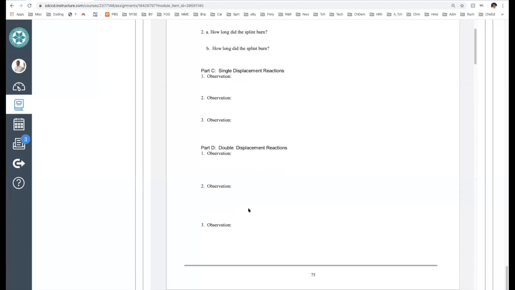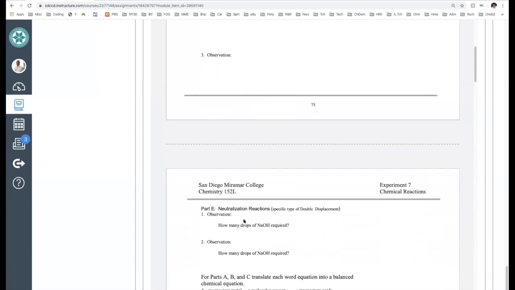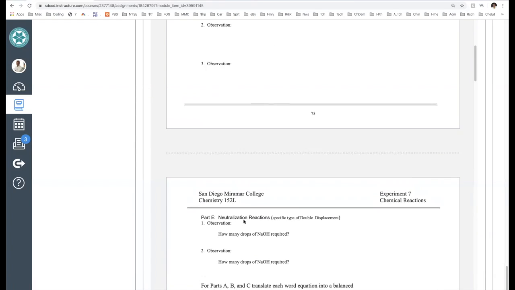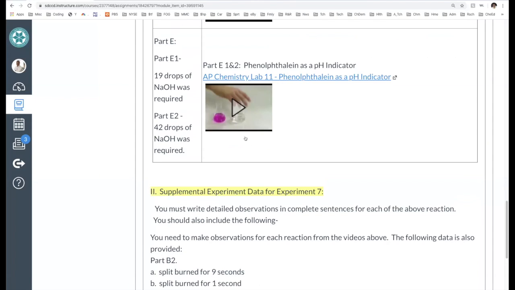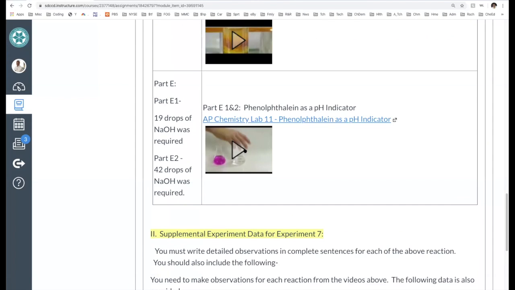Okay, I was jumping ahead, and then write the equations. And then in E, let's go to E. I was jumping ahead. Let's look at that equation. That's a titration lab with phenolphthalein.